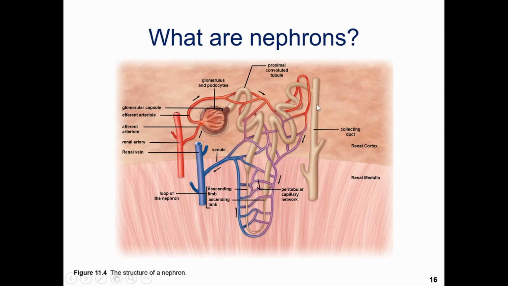And then this collecting duct is at the very, very end, where we're going to collect up all the urine that we've produced throughout the nephron. And these nephrons are situated kind of riding along that line between the renal cortex, which is up here, and the renal medulla, which is down here in this pink color.